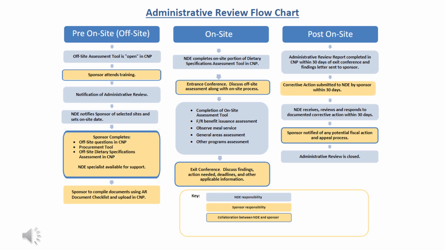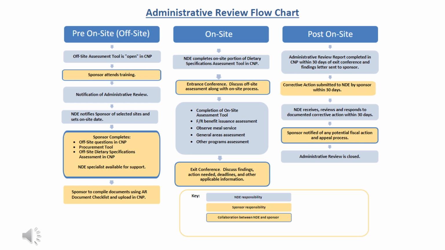The Administrative Review Flowchart is a great tool to help schools understand when to complete actions and who completes each action required for administrative reviews. Moving through the chart, you will see on the left-hand side a list of actions which need to be completed off-site or prior to NDE coming to your school for the review. The middle row shows responsibilities which will take place on-site or once NDE has come to your school for the review, and the right-hand side shows post-on-site actions or actions to complete after the review has taken place.